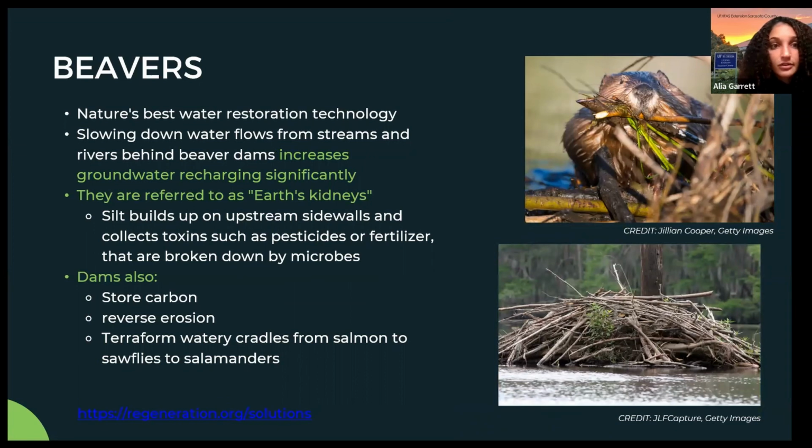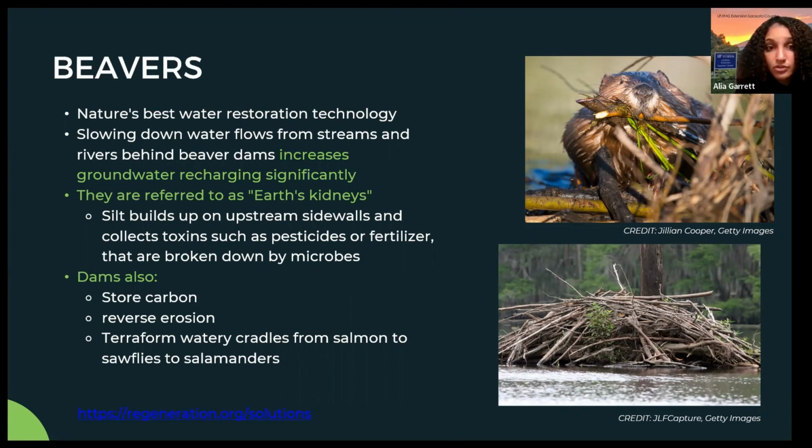Beavers. These are nature's best water restoration technologies. They slow down water flows from streams and rivers behind beaver dams, which increases groundwater recharging significantly. Also, they are very cute, which is a plus, a bonus. And they are referred to as Earth's kidneys.